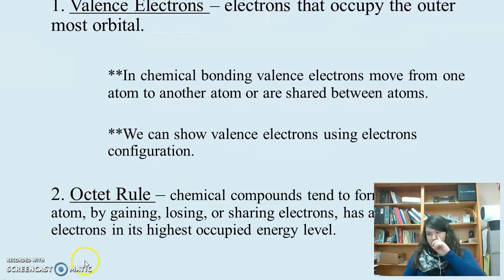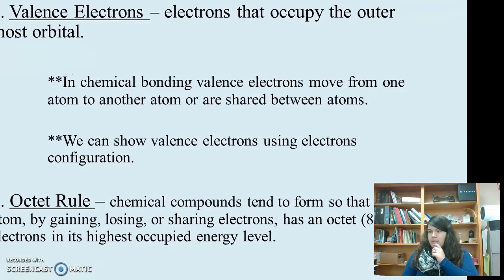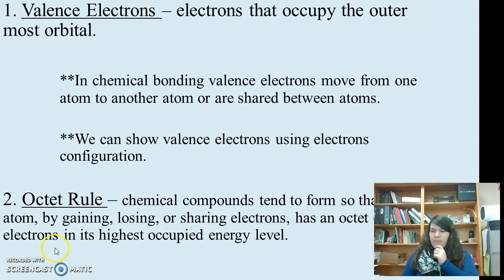One of the important things here is the octet rule. All right, hopefully you guys can see that. I know my head's getting in the way, but a chemical compound tends to form so that each atom, by gaining or losing electrons, can have 8 in the outer shell. That's that 8 is great rule.